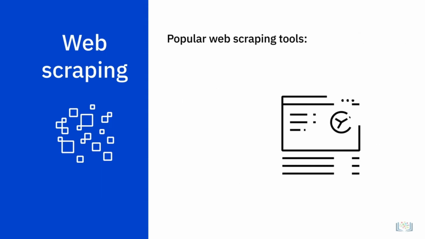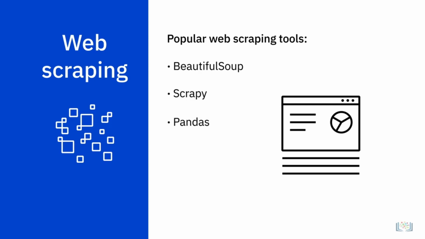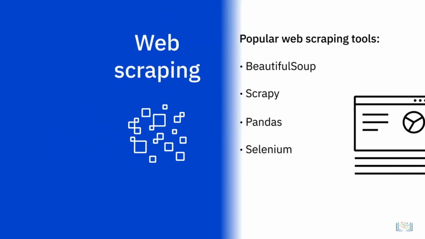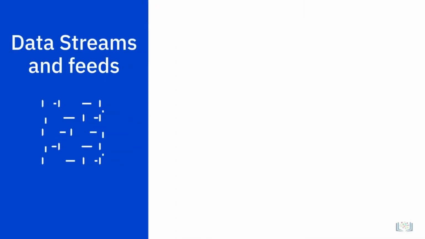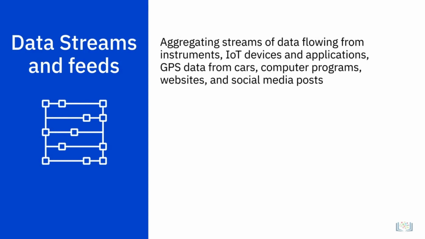Some of the popular web scraping tools include Beautiful Soup, Scrapy, Pandas, and Selenium. Data streams are another widely used source for aggregating constant streams of data flowing from sources such as instruments, IoT devices and applications, GPS data from cars, computer programs, websites, and social media posts. This data is generally time-stamped and also geotagged for geographical identification.